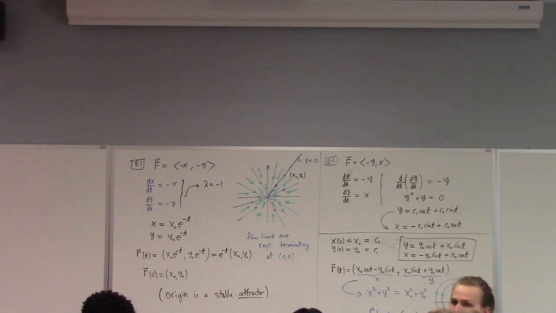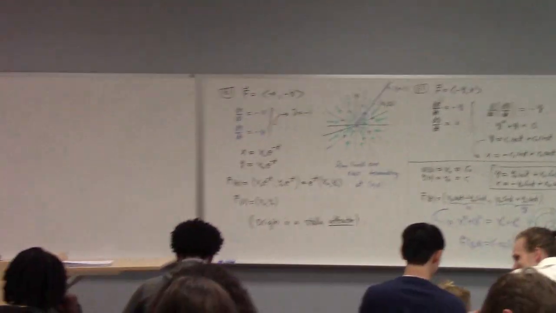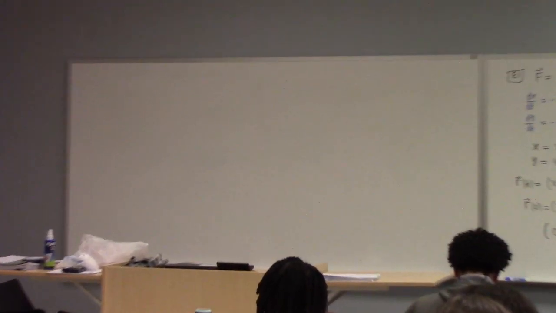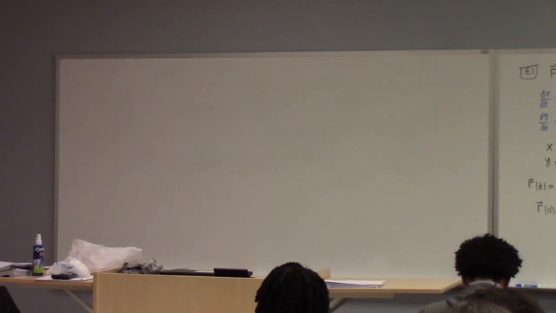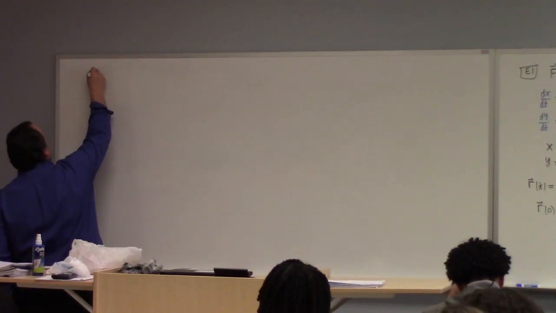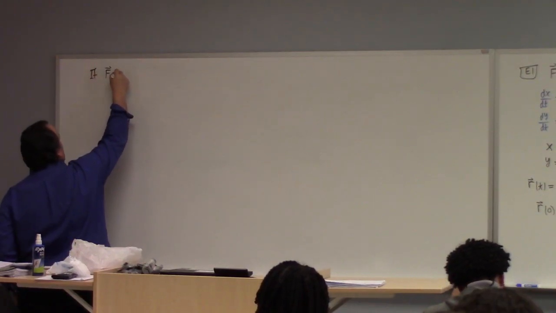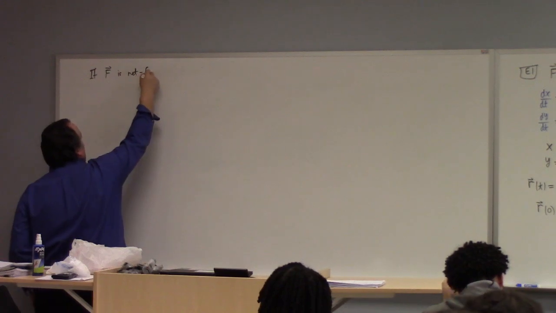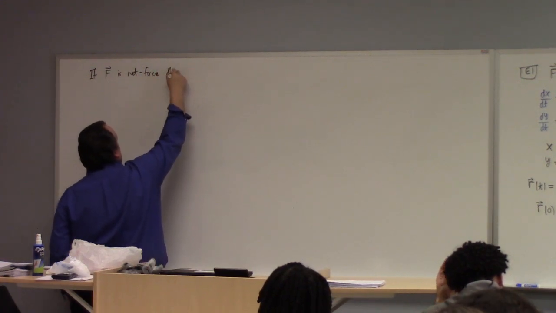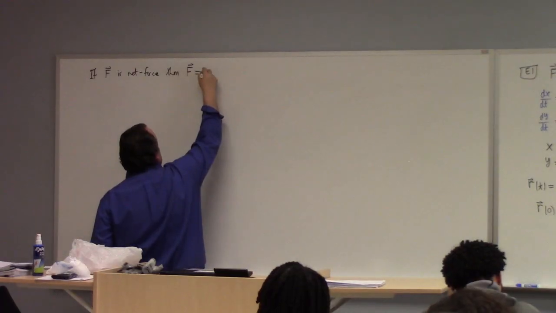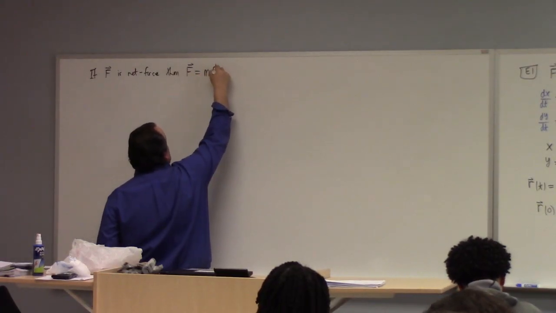F equals what? MA, right? F equals MA for the net force. Not for any old force, but for the net force, F equals MA. And so let me just walk you down memory lane here for a minute. If we have F as the net force, then F is equal to m, the mass, times dv dt, right?